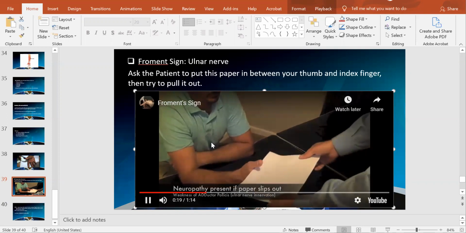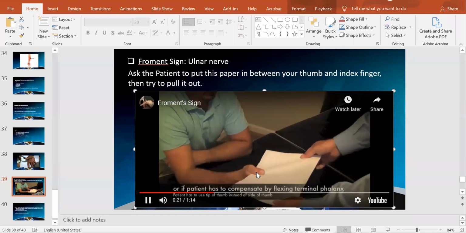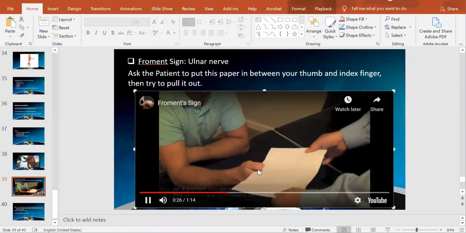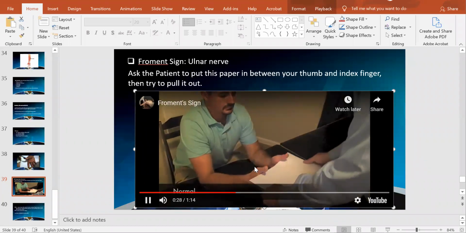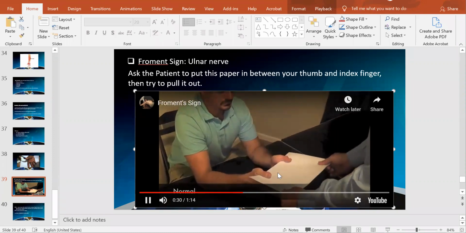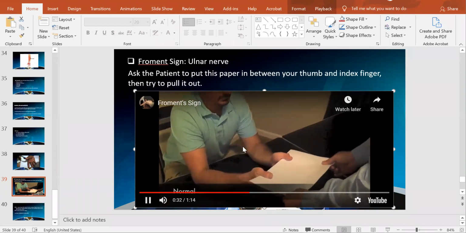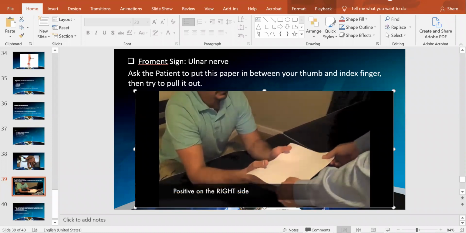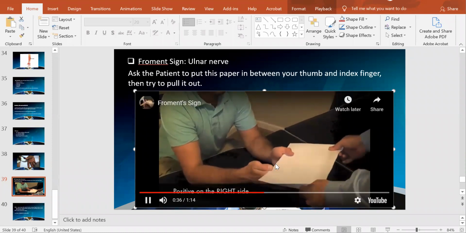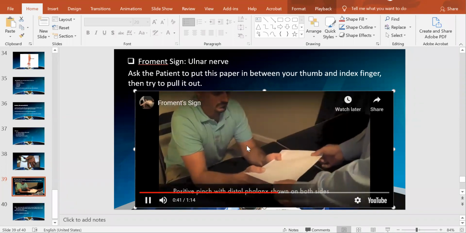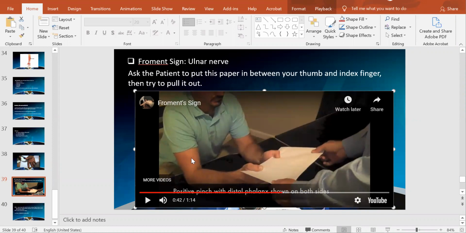So let's see that patient's. Now this one, see, the DIP joint is flexed. A normal person should not have their DIP joint flexed. So this is the normal one. Now look at here. See, there is DIP flexion, and also you can easily slip out the paper. So that's actually called Froment sign or card test.